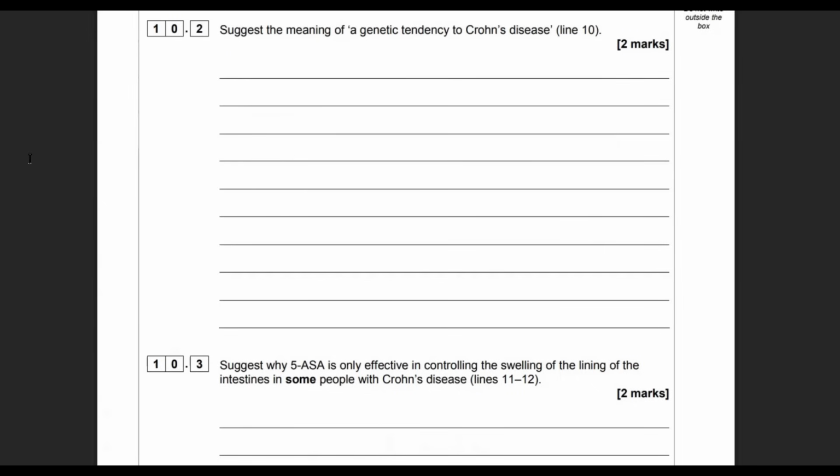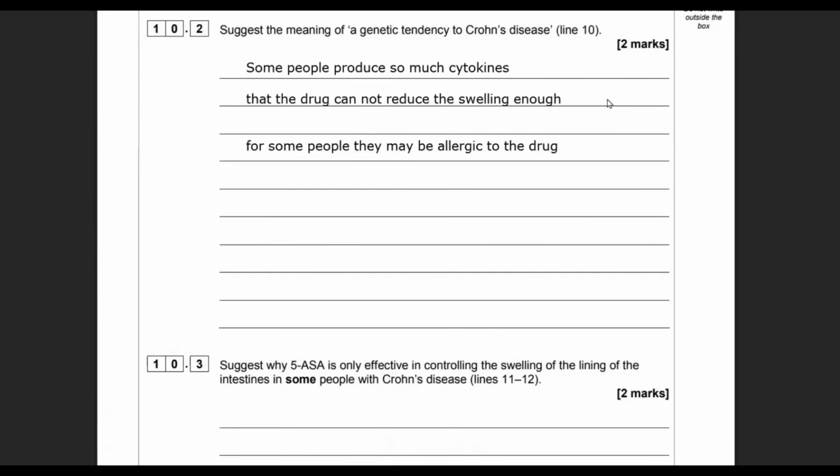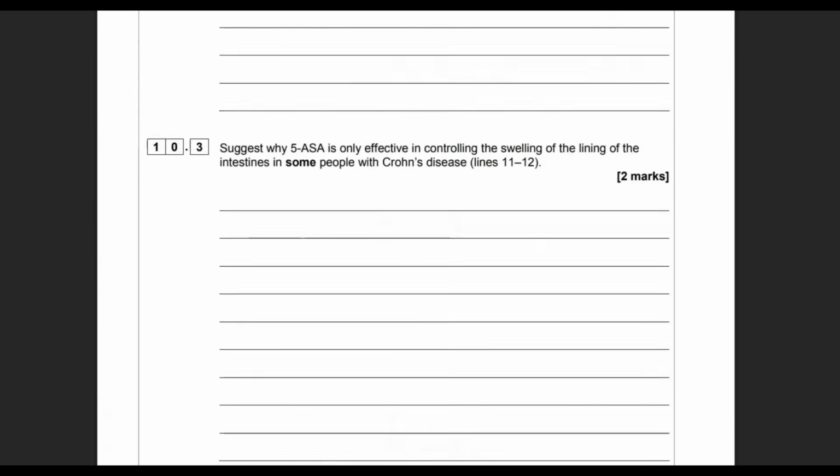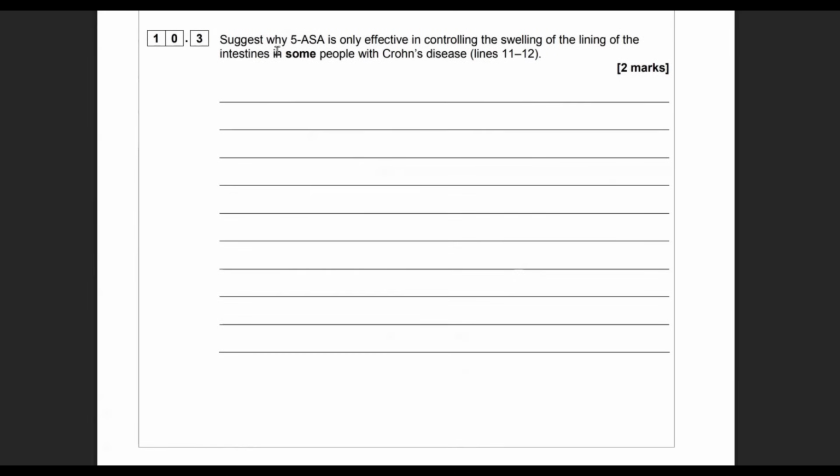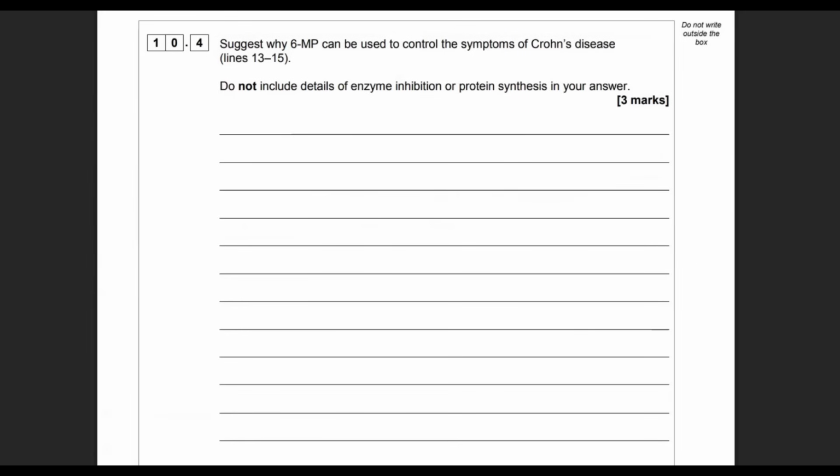Instead of saying drug, I would use the 5-ASA, but I couldn't remember the name. So what was it? 5-ASA. Oh, 5-ASA is what it is. Suggest why 5-ASA is only effective. Oh, I've just answered that in the wrong place. Sorry, folks. Never mind. Moving on. It's all falling apart here.